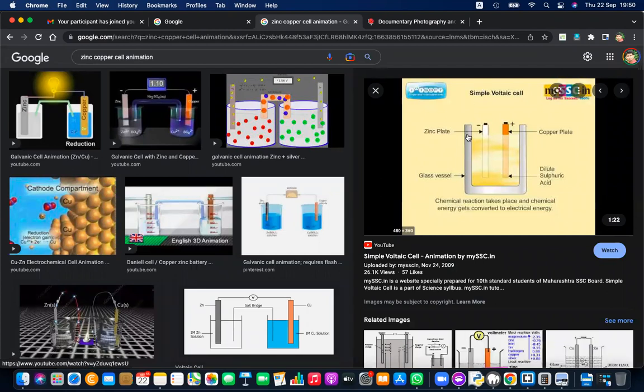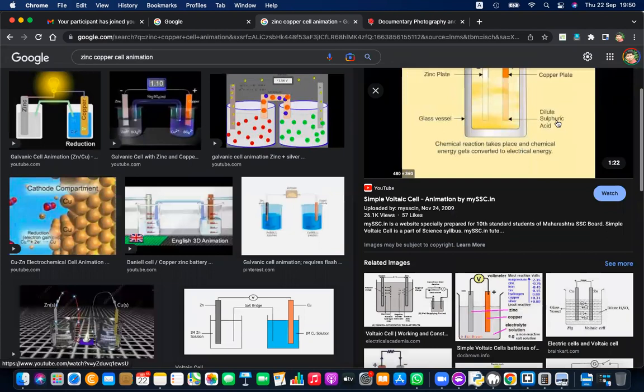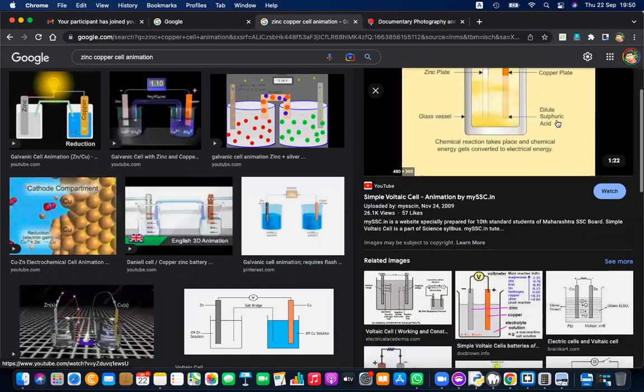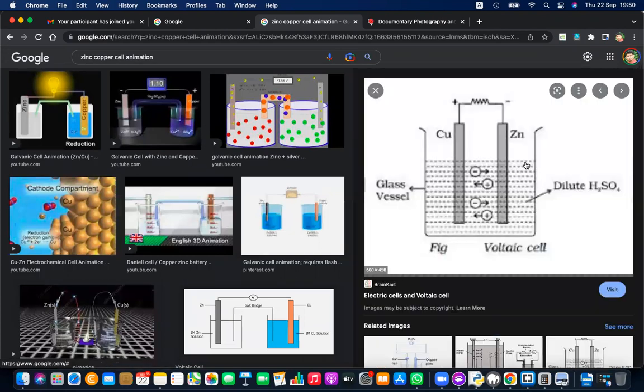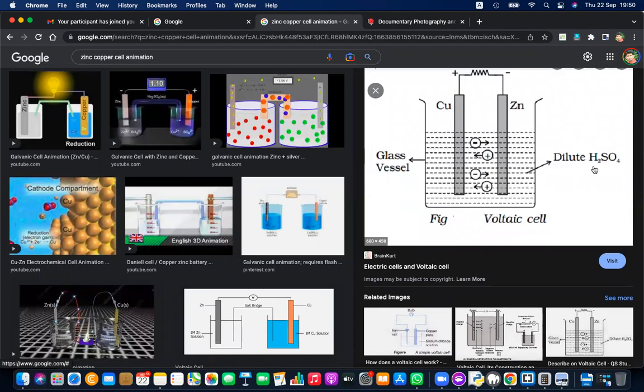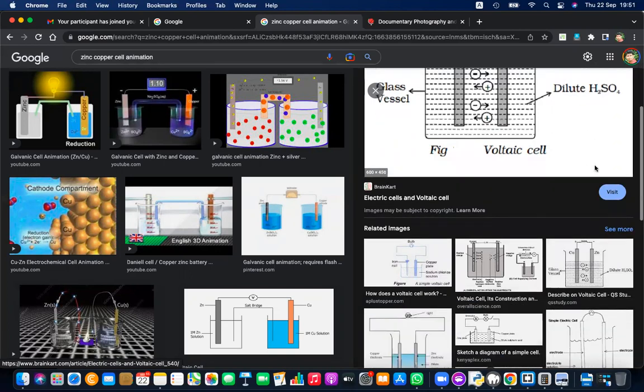Okay, so you can see the zinc plate and the copper plate, right? Zinc plate and copper plate here. A similar reaction happens here also. You are using sulfuric acid, H2SO4, but that is a diluted one. Don't use a highly concentrated one; you can use a low concentrated one.